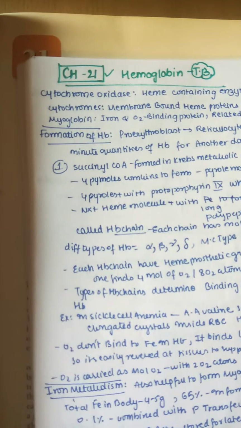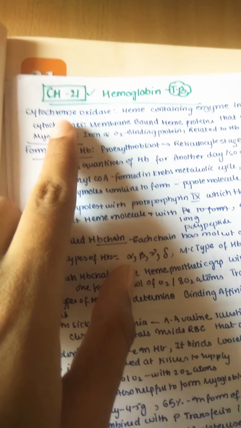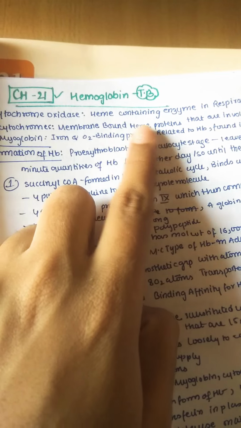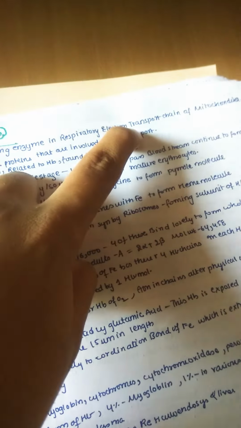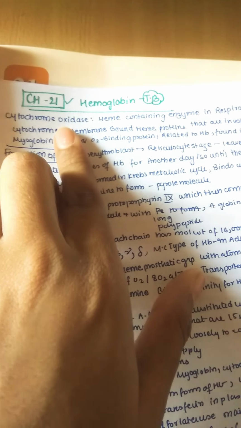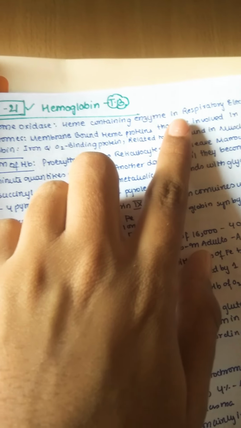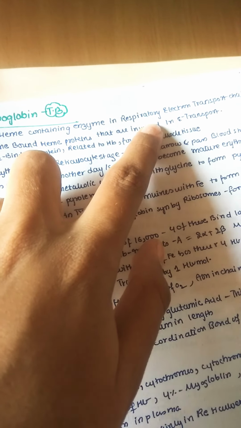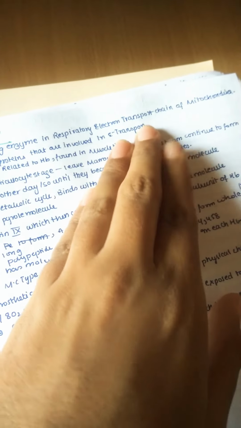Before starting that, as always, we have some important terms. So you can see this is the cytochrome oxidase. Heme is mainly contained in an enzyme in the respiratory electron transport chain of mitochondria, that is nothing but cytochrome oxidase. So cytochrome oxidase is a heme-containing enzyme in the respiratory electron transport chain, which is present in our mitochondria.